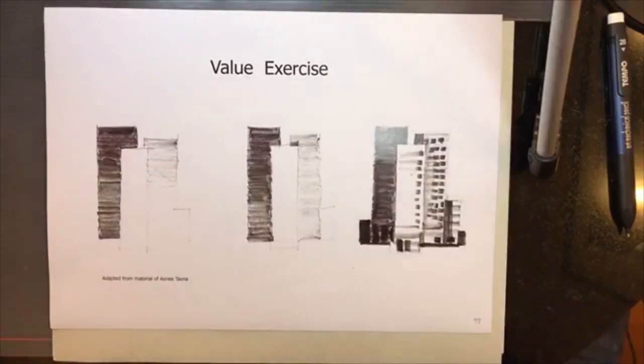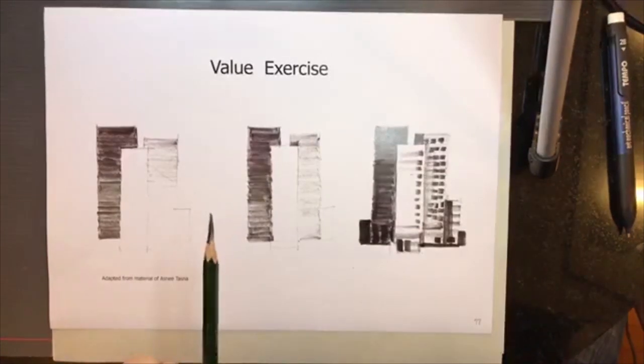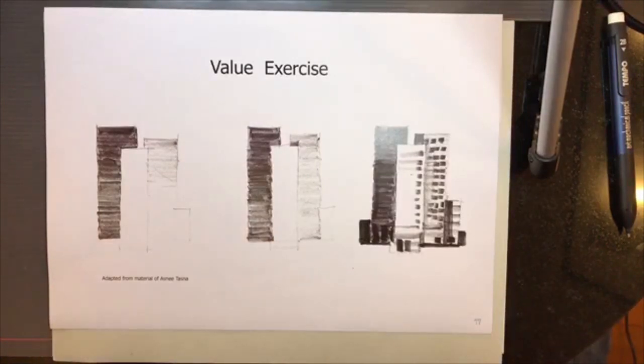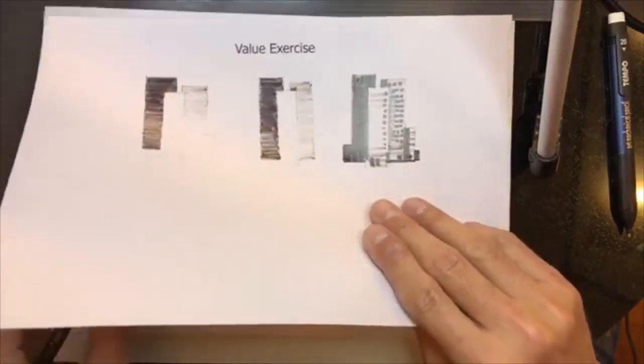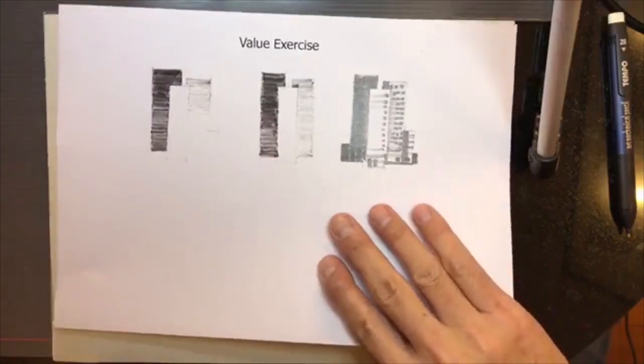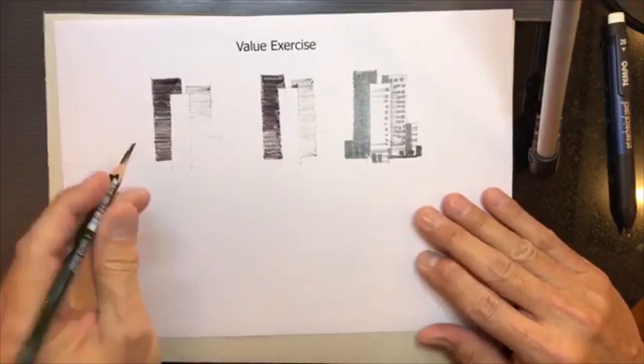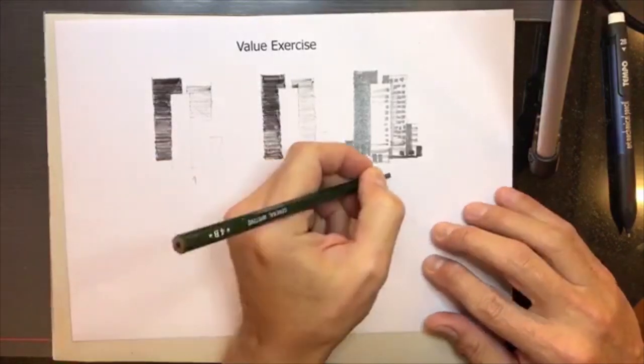So next we will practice using the line and the value or the tone we practiced before to sketch and make the form for the building, right? This is an easy exercise, right? This is 1, 2, 3.